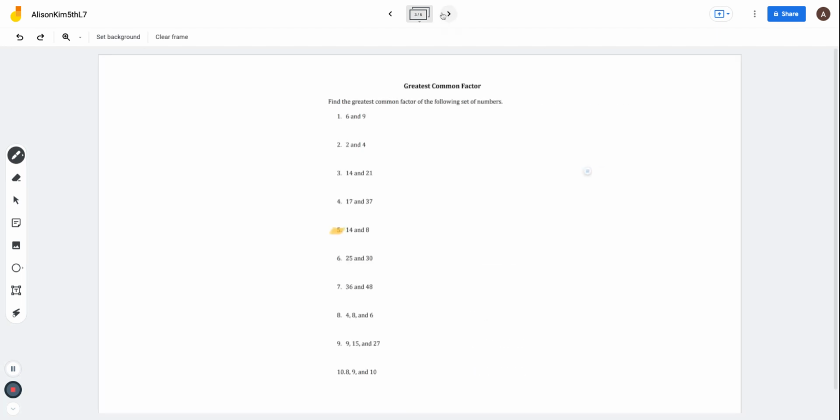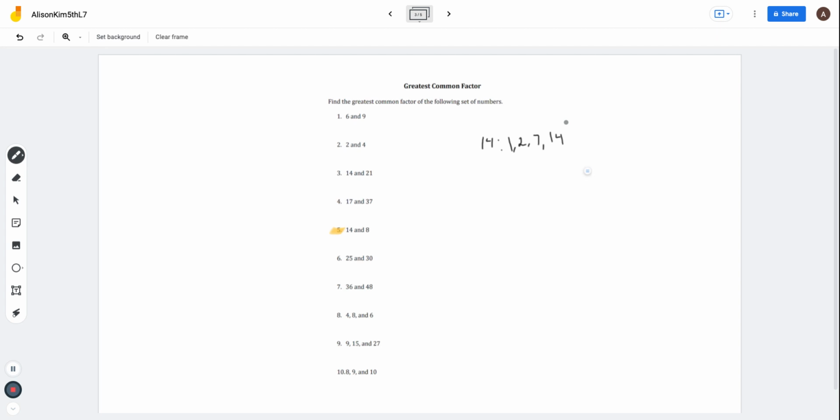Now we're going to move on to greatest common factor, also known as GCF. So for this one, we're going to do number 5 again. It gives us 14 and 8. So we need to find the factors of both 14 and 8. So that's what we're going to do. So the factors of 14 are going to be 1, 2, 7, and 14, right? And there's no other. And we know it's 1, 2, 7, 14 because 1 times 14 equals 14 and 2 times 7 equals 14.